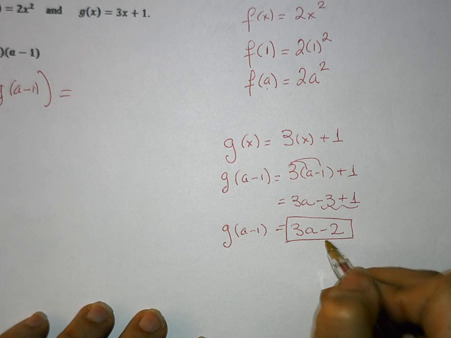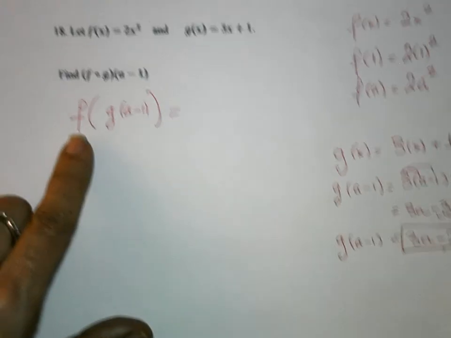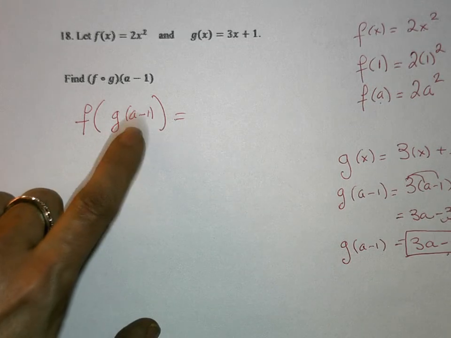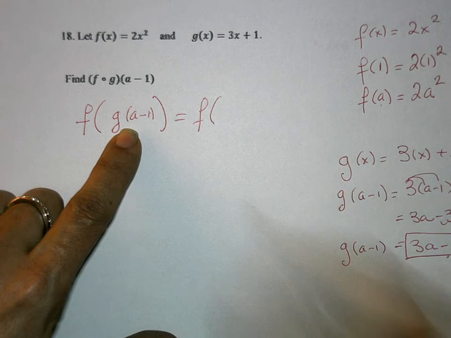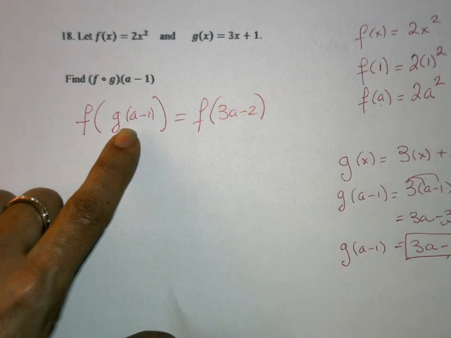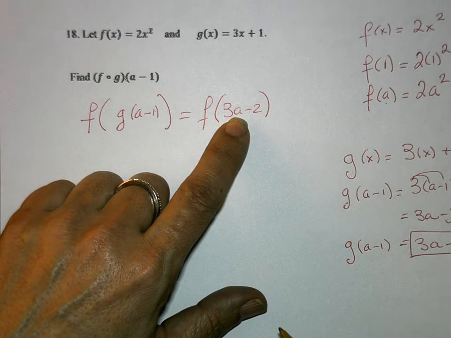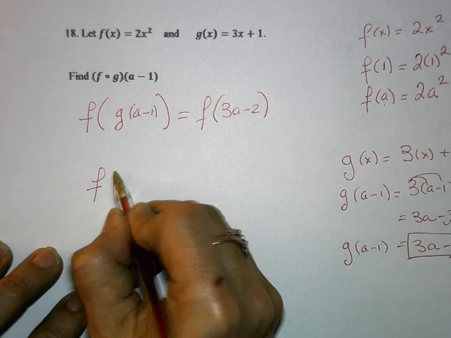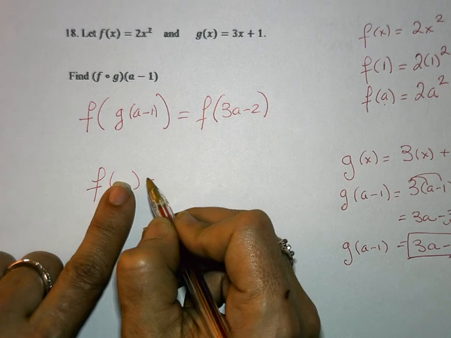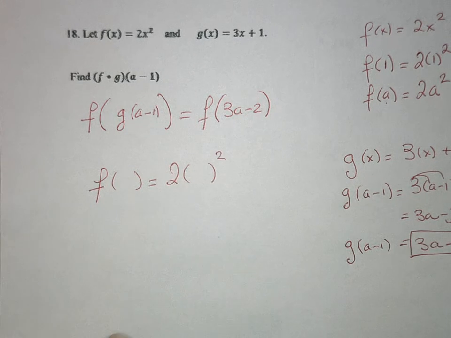Now I can go ahead and insert that into my f function. So let's go over here and replace what g of a minus 1 is. We know that g of a minus 1 is 3a minus 2. That's what I'm going to be putting inside of my f function now. Okay? As you can see, my f function is f of whatever I want, and all I have to do is 2 times whatever I want squared. That's pretty much it. Okay?